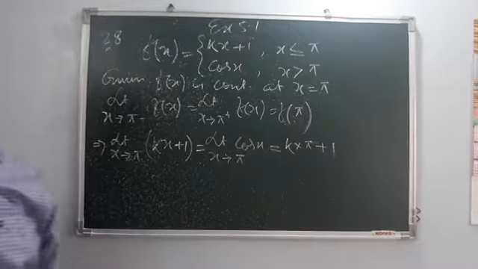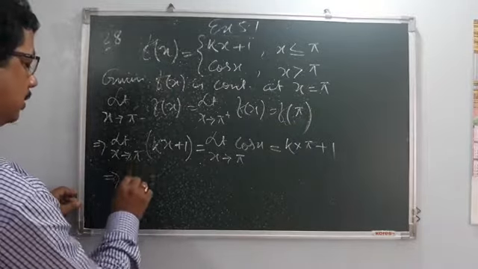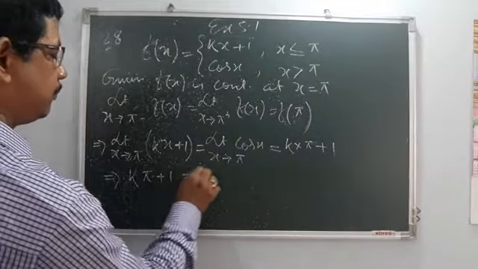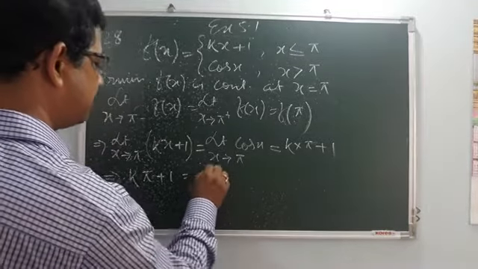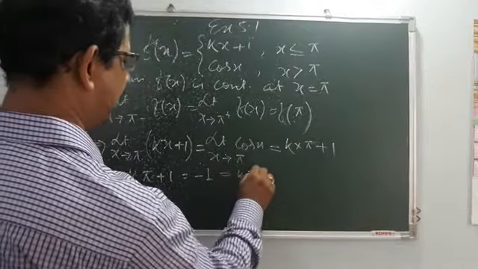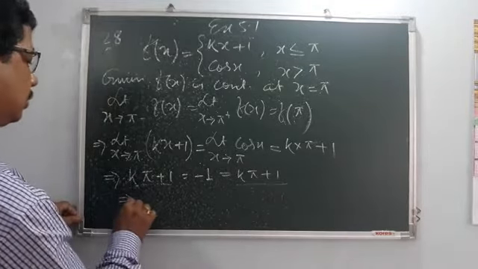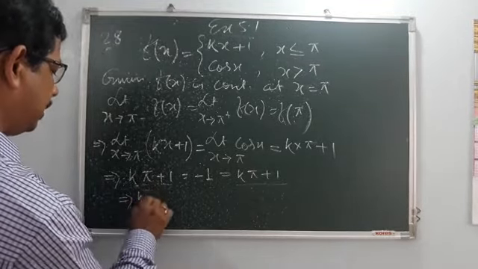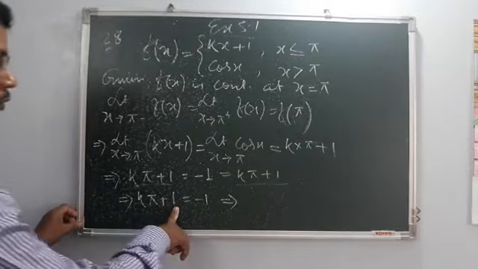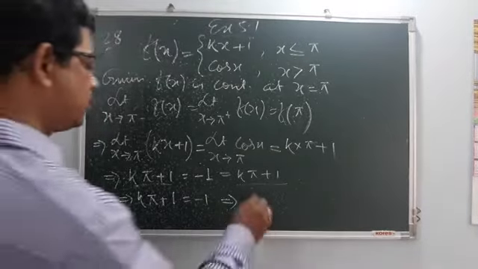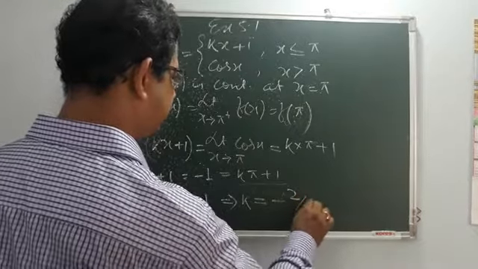So this is our LHL is equal to RHL is equal to this one. Now if we draw the limit, k into pi + 1; if we put pi here, cos 180 is minus 1. Now k pi + 1 you will find 2 times, so you remove this one. Now k pi + 1 is equal to minus 1. If you take 1 to this side, it is minus 2. So what will be k? k is minus 2 by pi.